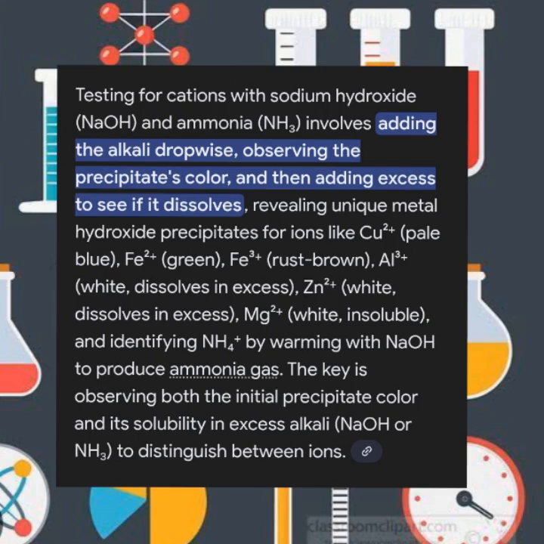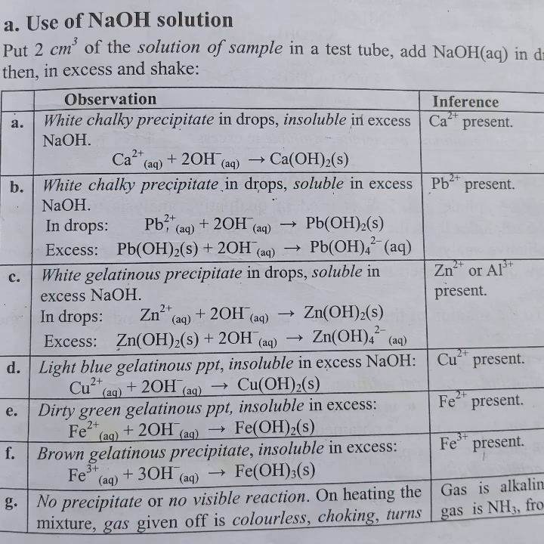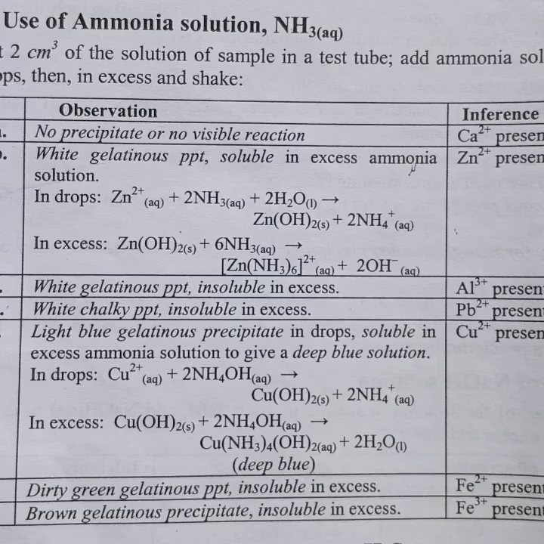Then we go to the wet test, testing for cations using sodium hydroxide and ammonia. When you use sodium hydroxide, each of these cations acts separately and gives different results. And when you use ammonia, the same thing. White chalky precipitate, white gelatinous precipitate, light blue gelatinous precipitate, dirty green gelatinous precipitate, brown gelatinous precipitate. All these are what you get, and you should note them by their colors. If you use aqueous ammonia solution, you get different results, each with colors by the cations.